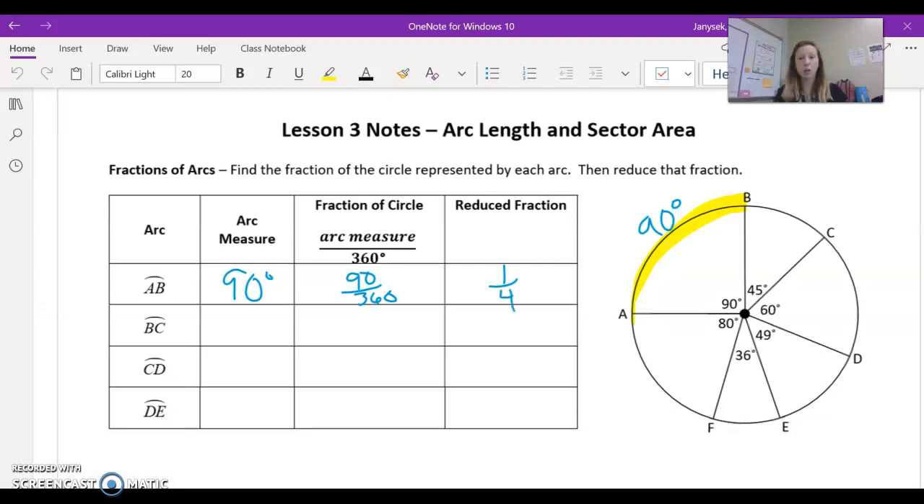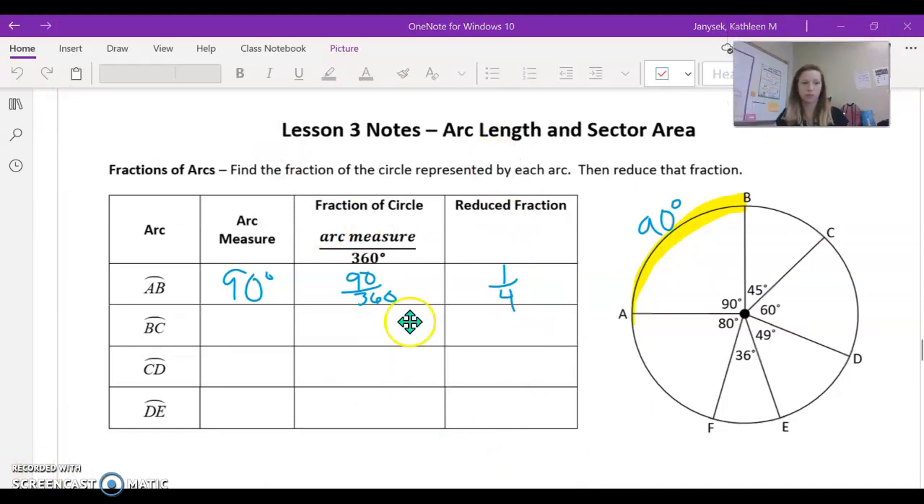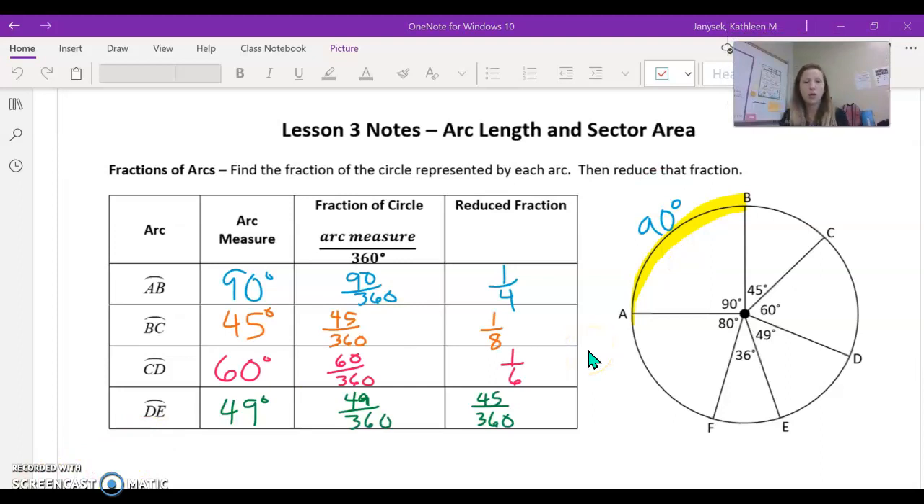Okay, so take a moment to try the other three, and then we'll go over the answers. Hopefully you had a moment to pause that and look at the answer choices. Now see if you got them correct. So BC was 45 degrees, and out of 360, it reduced to 1/8. So this portion of the circle is 1/8 of the entire circle. Okay, 60 degrees ends up being 1/6 of the entire circle.